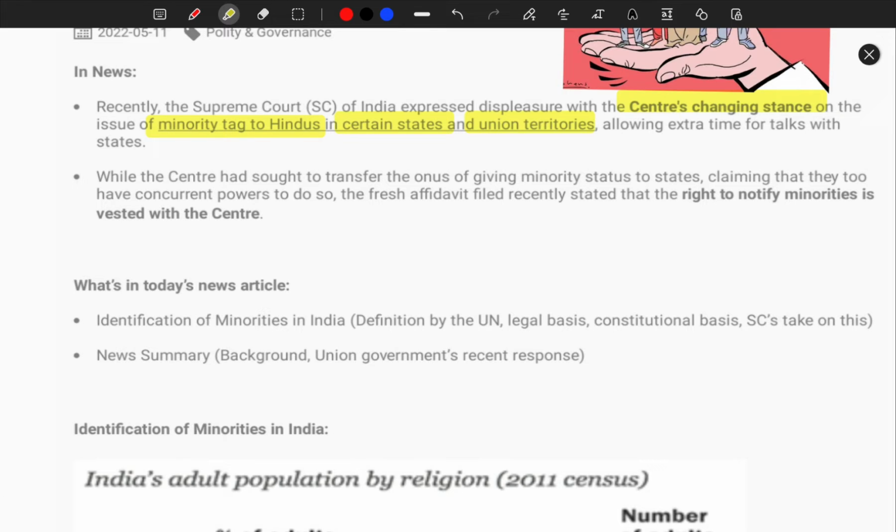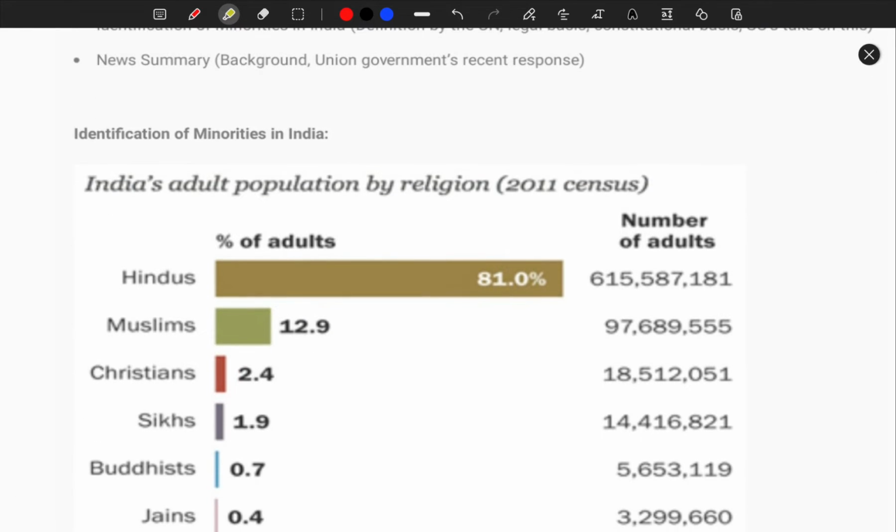Actually, previous judgments and the Constitution have provided that the right to notify minorities, that is, who is a minority, is vested with the Centre, which means the central government has the power to decide who is a minority. But now the issue has multiplied.